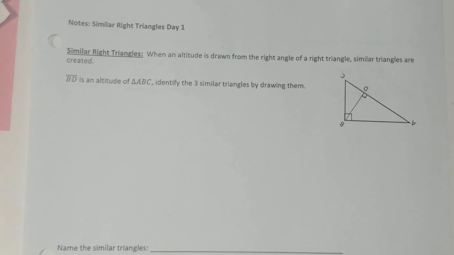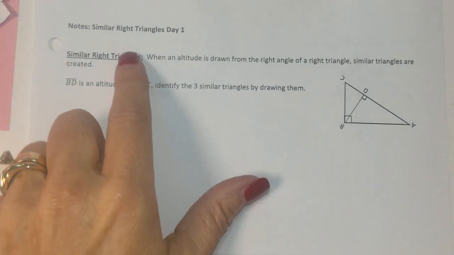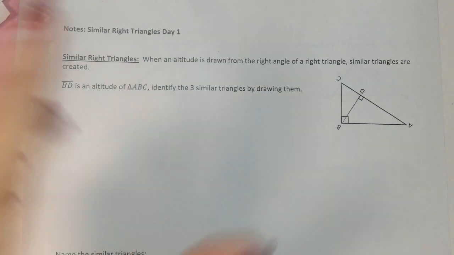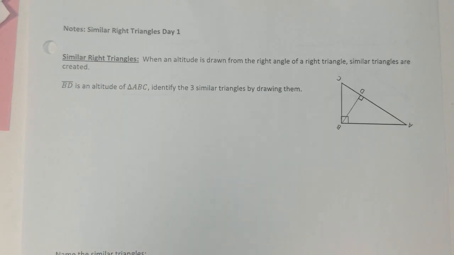So here's what we're doing. We are dealing with similar right triangles, just right triangles. And last semester we did proportions. We took similar figures, set up proportions to solve for missing parts. That is exactly what we're doing here.